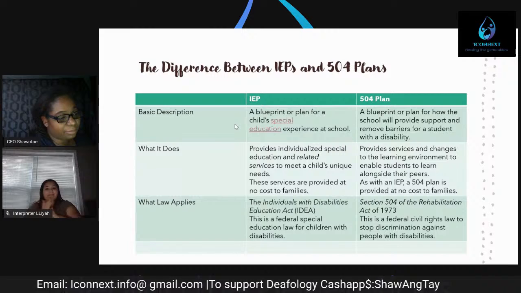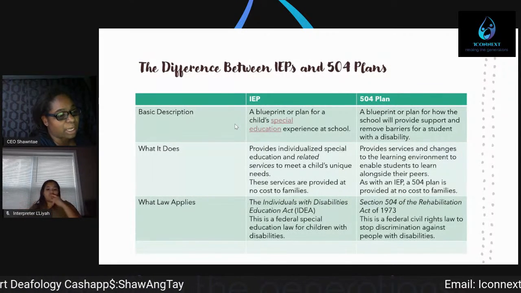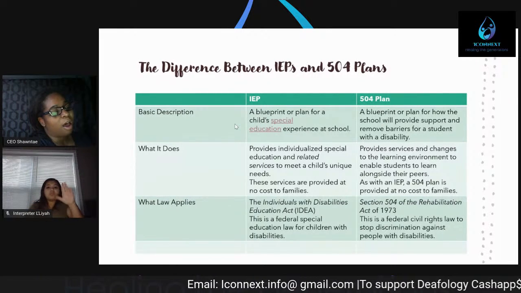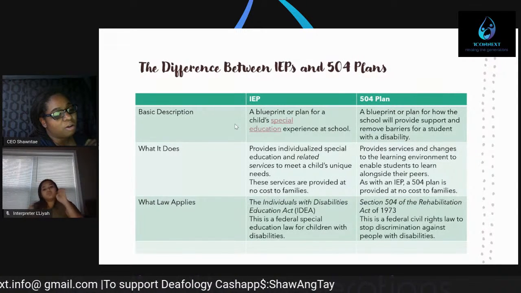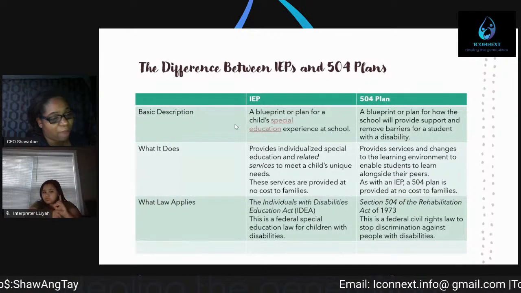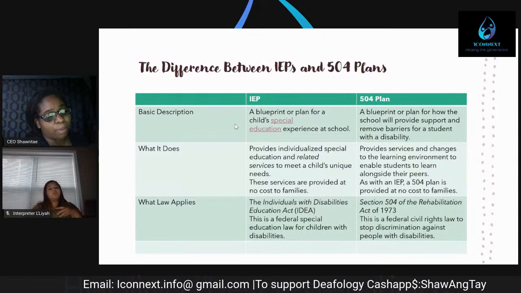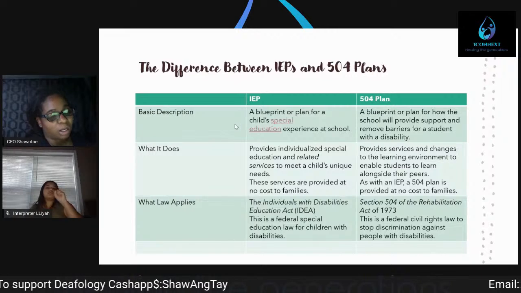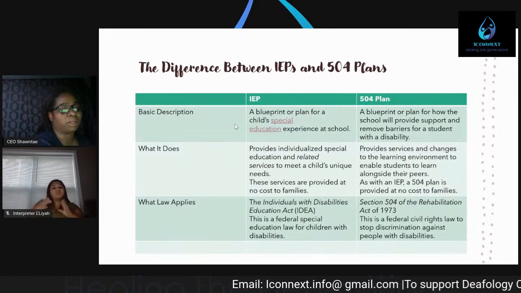Laws that apply. For our IEP, it's the Individuals with Disabilities Education Act. This is a federal special education law for children with disabilities. A 504 plan is Section 504 of the Rehabilitation Act of 1973. This is a federal civil law to stop discrimination against people with disabilities.